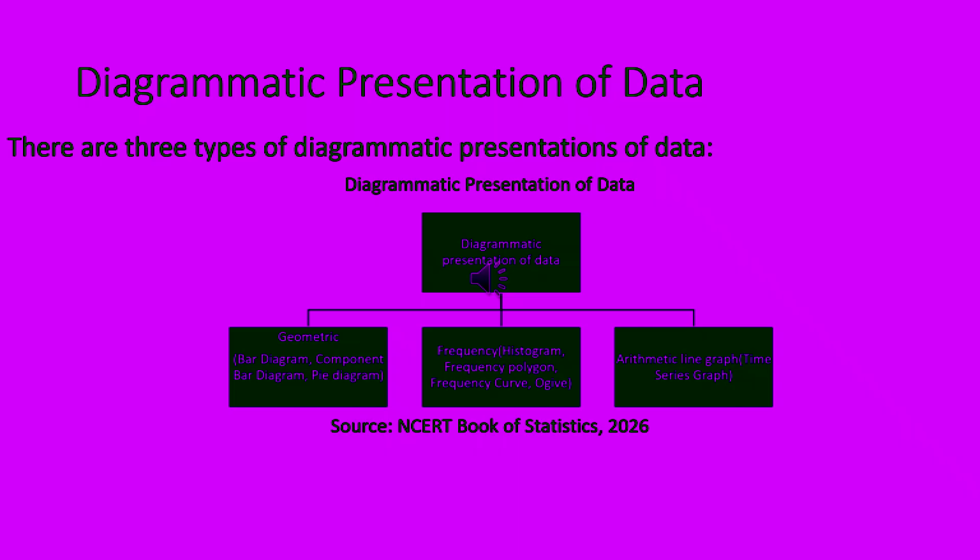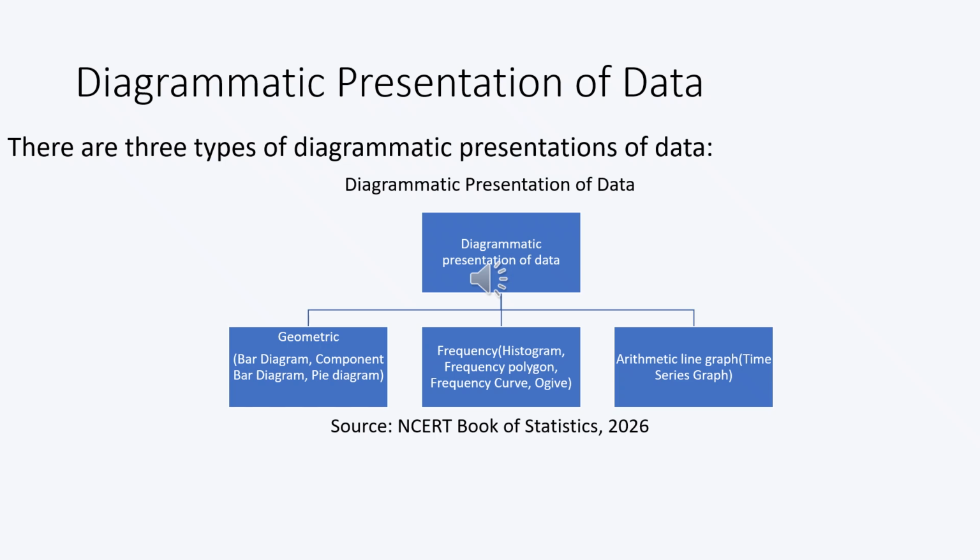Now we come to the last part of data presentation, which is the diagrammatic presentation of data. The diagrammatic presentation of data is of 3 types. They are the geometric presentation, the frequency presentation, and the arithmetic line graph presentation. Under the geometric presentation, we will learn about the bar diagram, the component bar diagram, and the pie diagram.